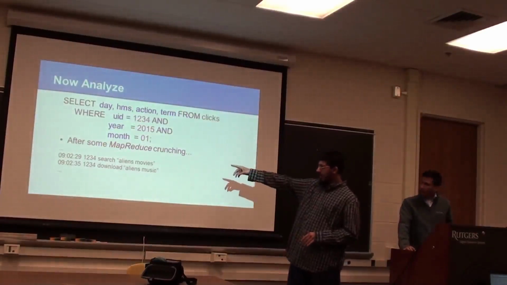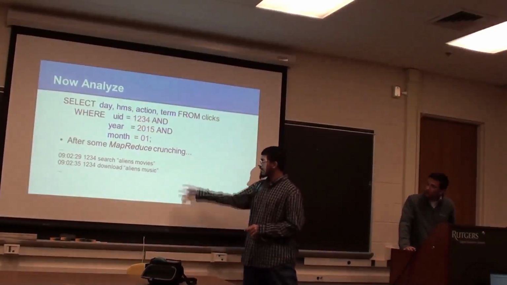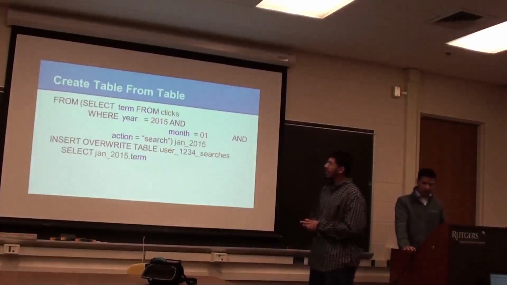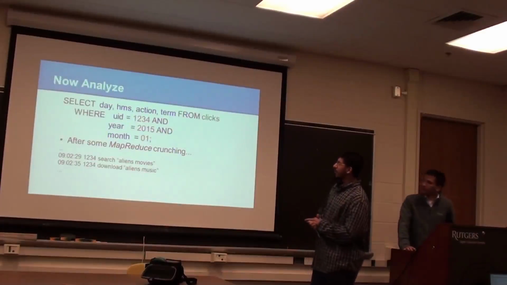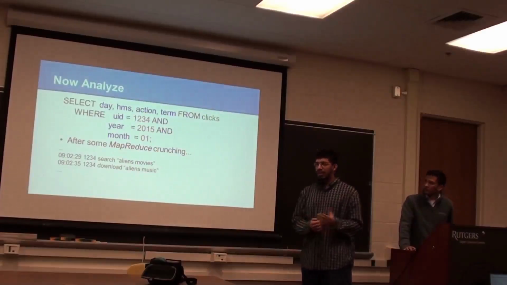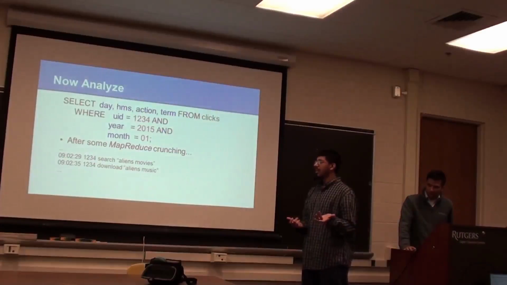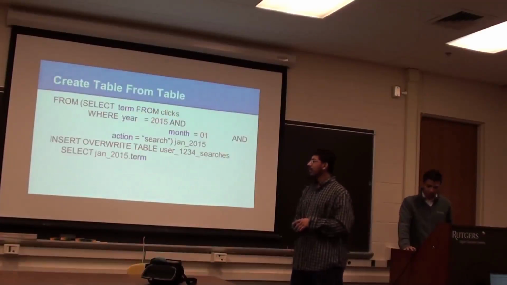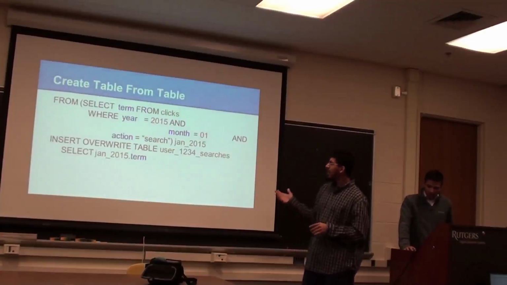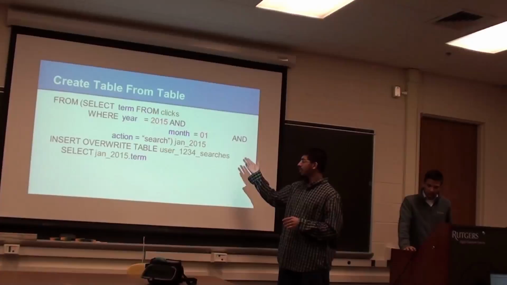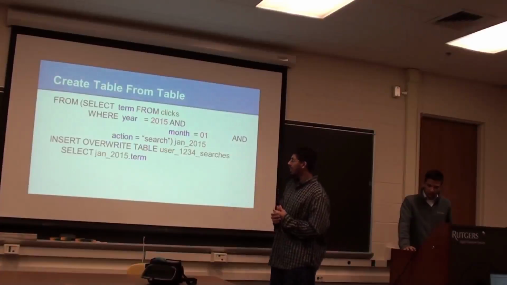Now, you're probably thinking, what is this MapReduce crunching? We're going to go over that in the second part. So here, what do you do? You have a user ID, and you just want to find everything that the user clicked in January of 2015. Here is a little bit more advanced example. You find all the things that the user searched in January 2015.